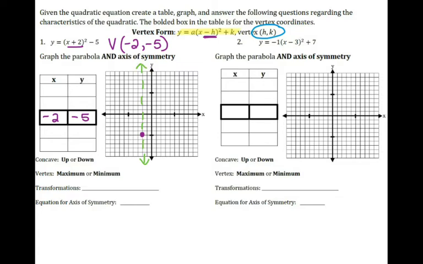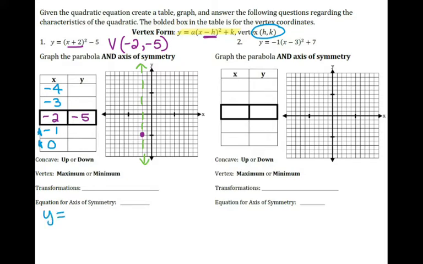Okay. Now to find other points to actually graph the parabola, we need to fill out the rest of the table. So make sure for your x values you are going in numerical order. So negative 1 and 0, and then on the other side, negative 3 and negative 4. And what I'm going to do is take some of those values and plug them into my equation for the parabola. So I'm actually going to do these two, negative 1 and 0, and I'm going to show my work on the bottom.